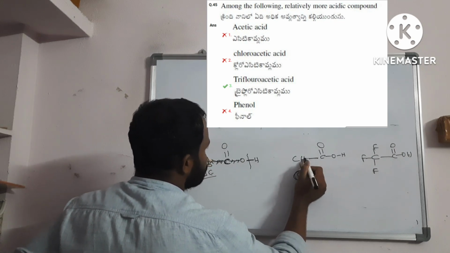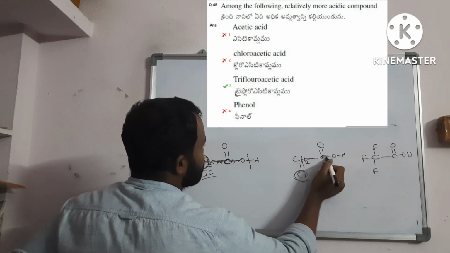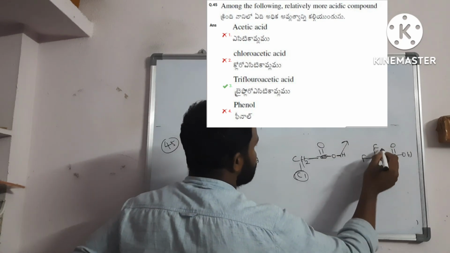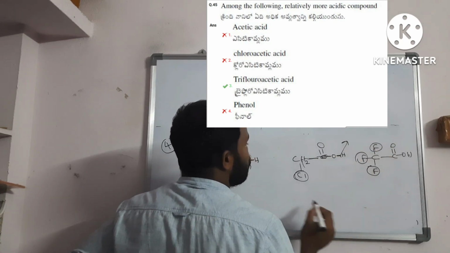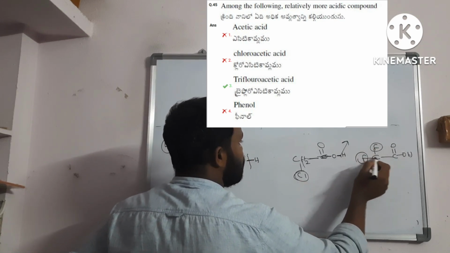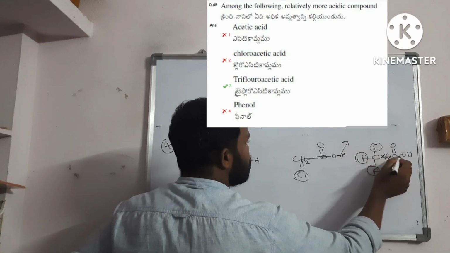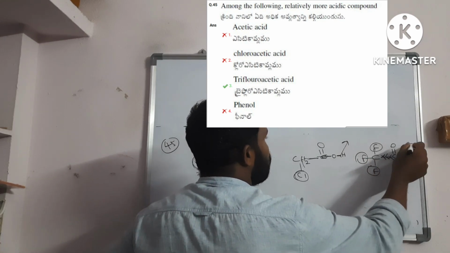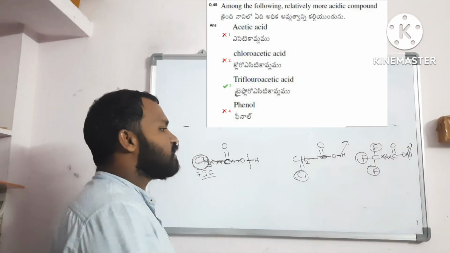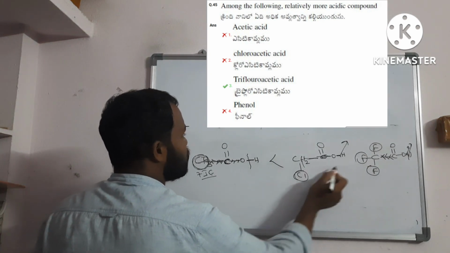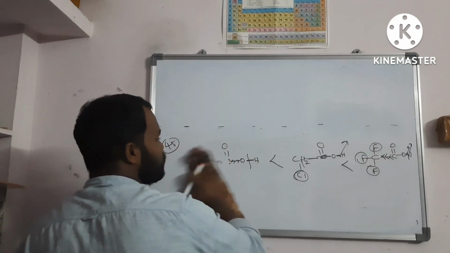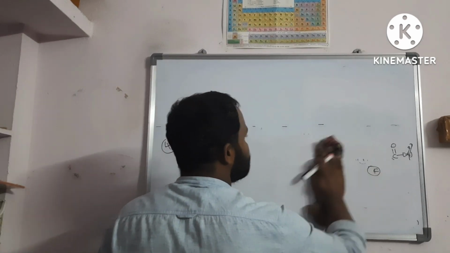Whenever chlorine is there, it withdraws electron density from this group and easily releases H plus ions. Fluorine is more electronegative than chlorine, and here three fluorines strongly withdraw electron density from this bond, so H plus ions are released even more easily, hence it is more acidic. If they give the order, this order is correct for the acidity of these three. So option C is correct.